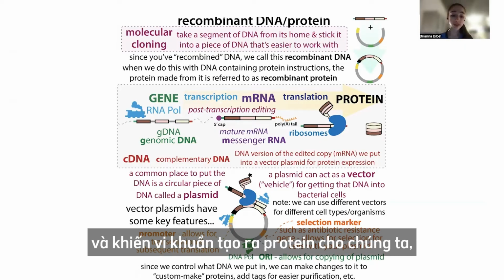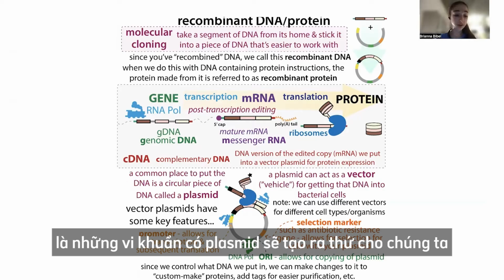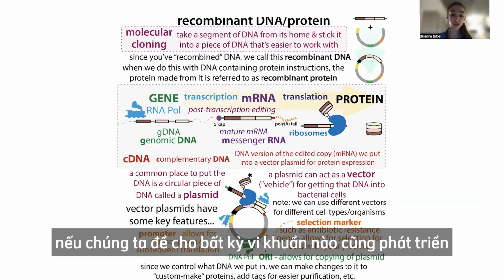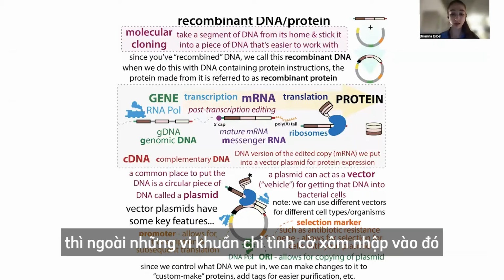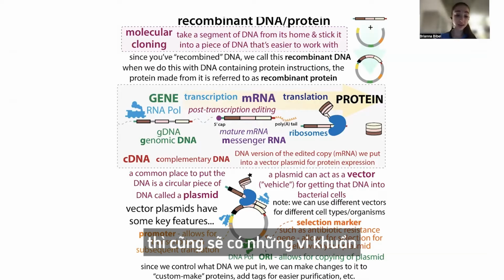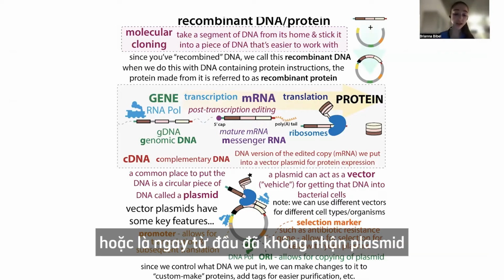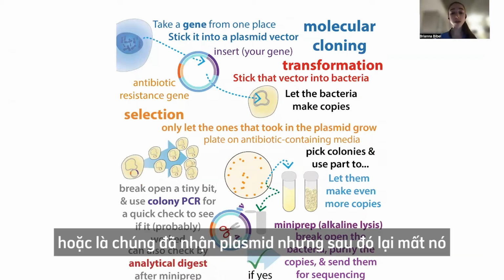We want to make sure that the bacteria we're feeding have the plasmid that's going to make the stuff for us. If we just let any bacteria grow, in addition to the bacteria that wander in because we don't have perfect sterile technique, there's also going to be bacteria that either didn't take in that plasmid in the first place when you tried to put it in there through a process called transformation, or they did take it in, but then they lost it.